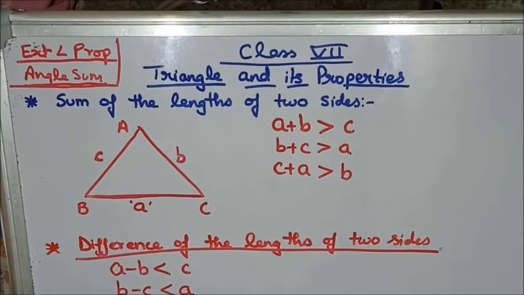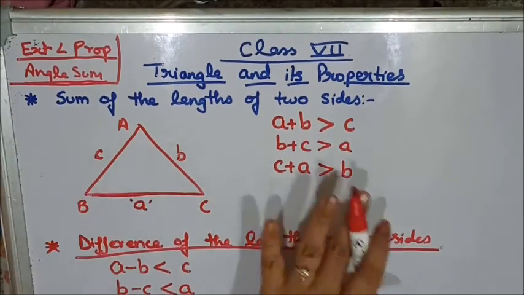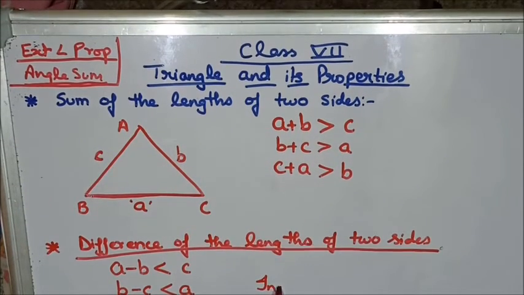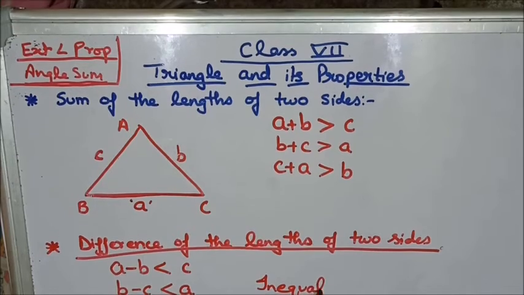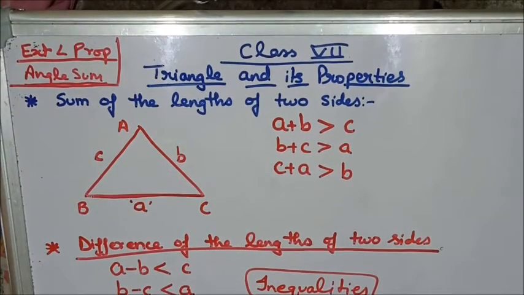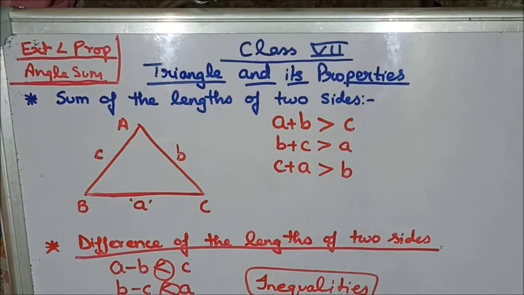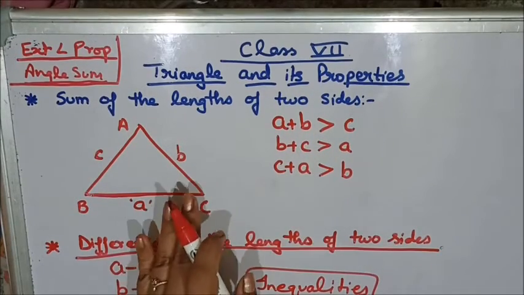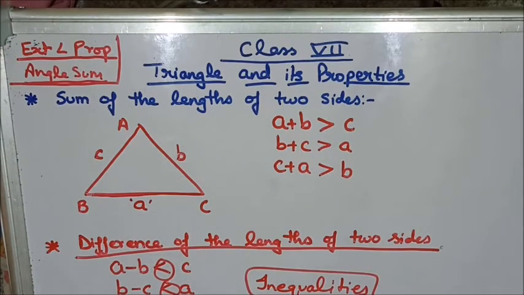So this is about difference, this is about sum, and these properties are known as inequalities, because in these properties we are using the inequality sign. So these are inequality properties: the sum of the lengths of any two sides is greater than the third side, and the difference is less than the third side. These two properties we are going to use in our next exercise, NCERT 6.4.